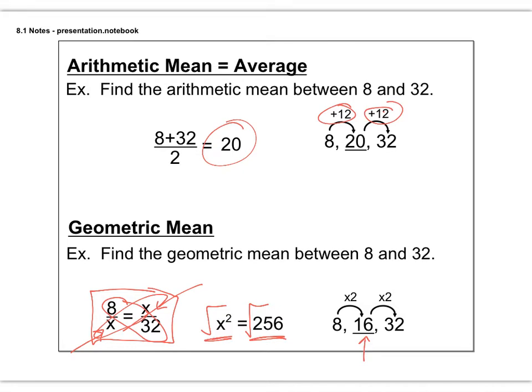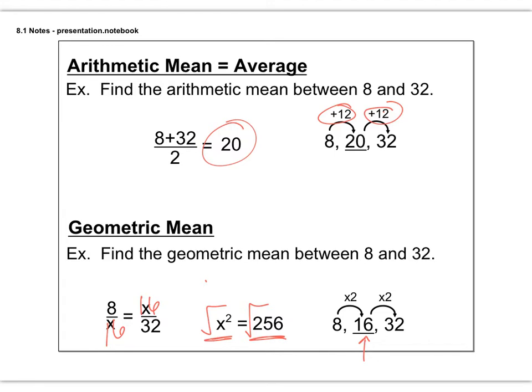So imagine if I plug in a 16 here and a 16 here. You can see that that would balance out the equation. 8 over 16 would reduce to a half, and 16 over 32 reduces to a half. 16 is the geometric mean.